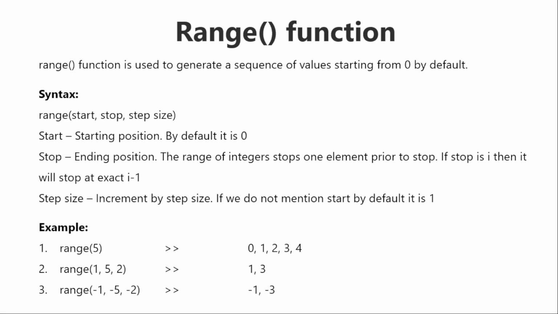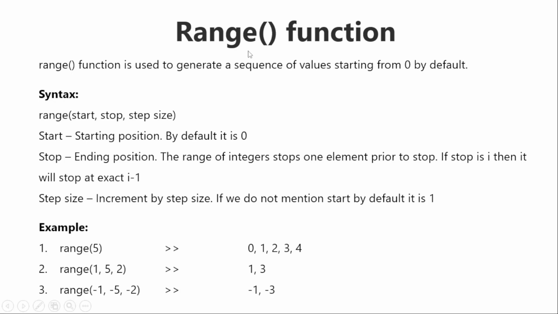Step size increments by the step size. It will be the common interval between the elements. If we do not mention anything, by default it will be 1. Now, range of 5: we can print the elements 0, 1, 2, 3, 4. If it is range of 1, 5, 2, then we are able to print the elements 1 and 3. If the range is minus 1 to minus 5, with step minus 2, its values are minus 1 and minus 3.